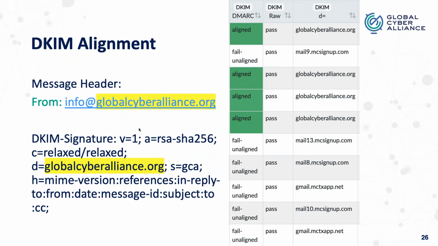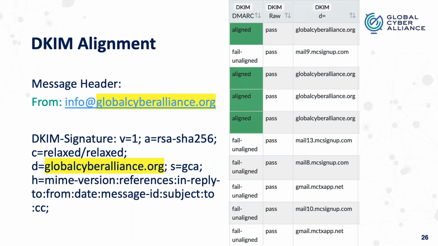So therefore, for DMARC purposes, it's considered a pass, right? Here you see in the message header, it's info@globalcyberalliance.org. In the DKIM signature, there's a tag called d=. That's globalcyberalliance.org as well, so everything is good.